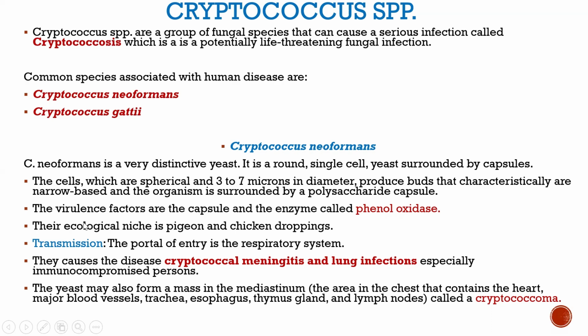The ecological niche is where they are majorly found: in pigeon and chicken droppings. Their transmission is through the respiratory system. When this is inhaled through the lungs, they can be transmitted. If you inhale the spores, they can go into the lungs and start causing infections. They cause the disease called cryptococcal meningitis and also lung infection, especially in the immunocompromised.